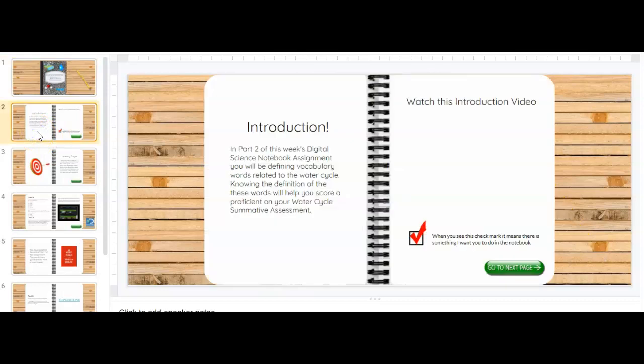In part 2 of this week's digital science notebook, you are going to be finding some more vocabulary words that are related to the water cycle. Knowing the definition of these words will help you score a proficient on your water cycle summative.